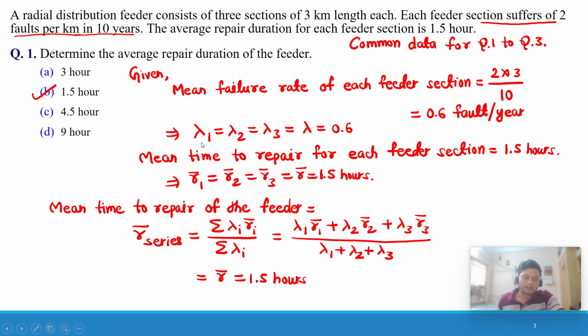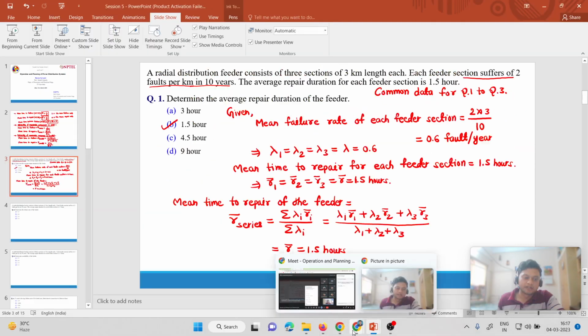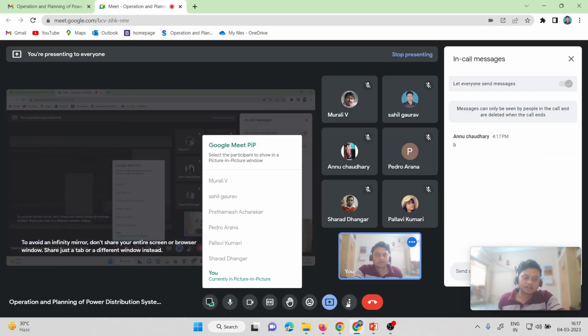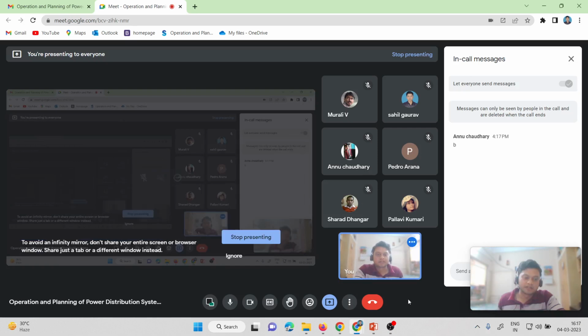So how many of you are able to solve this problem? Those who are getting the answer can type it in the chat box so that I can also see. Yes, I got one response.